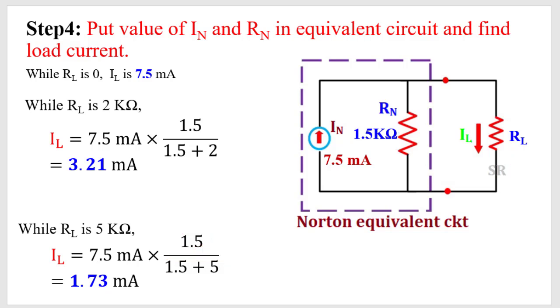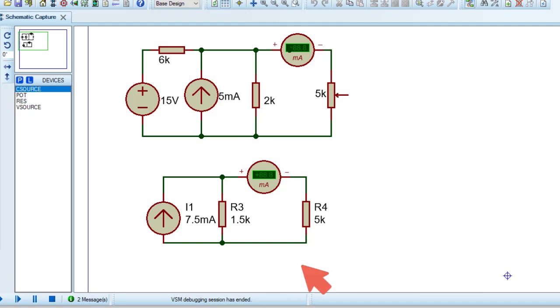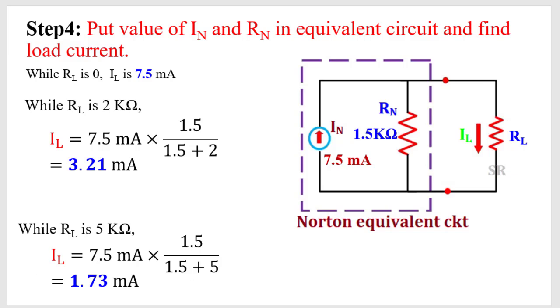Now I am showing whether my calculation is okay or not. I am considering only one value of this RL, 5 kilo ohm. Say this is the main circuit, and I am using load resistance 5 kilo ohm. This ammeter will show the current through this load resistance, and this is the Norton equivalent circuit. This ammeter will again show the current through the load resistance in the Norton equivalent circuit. What is the value of current in 5K? The value of current in 5K is 1.73 milliampere. This is the calculated value.